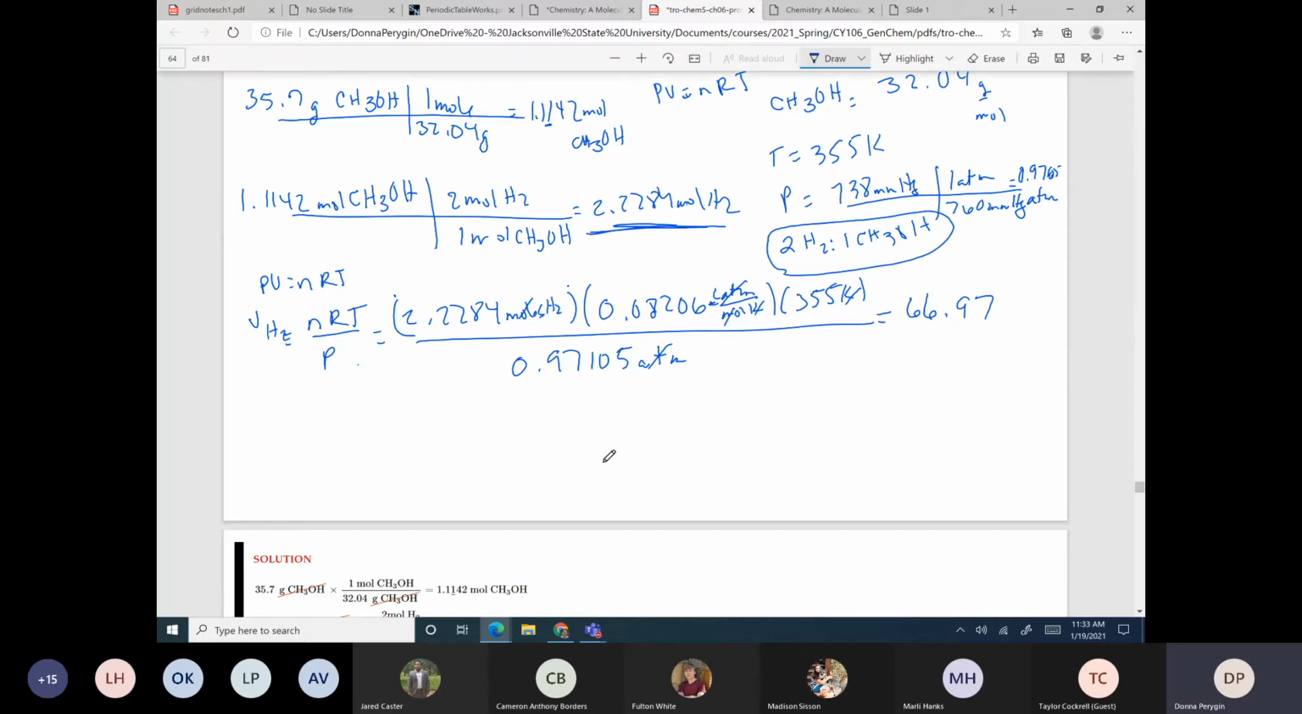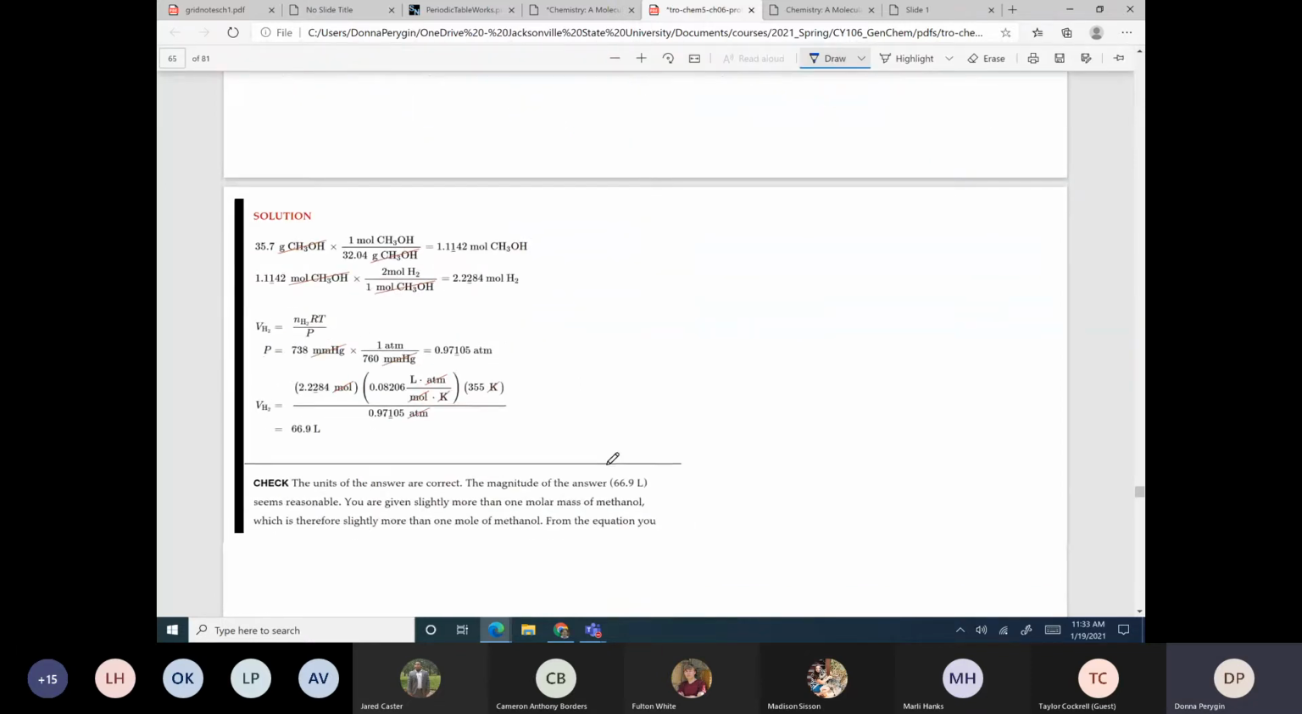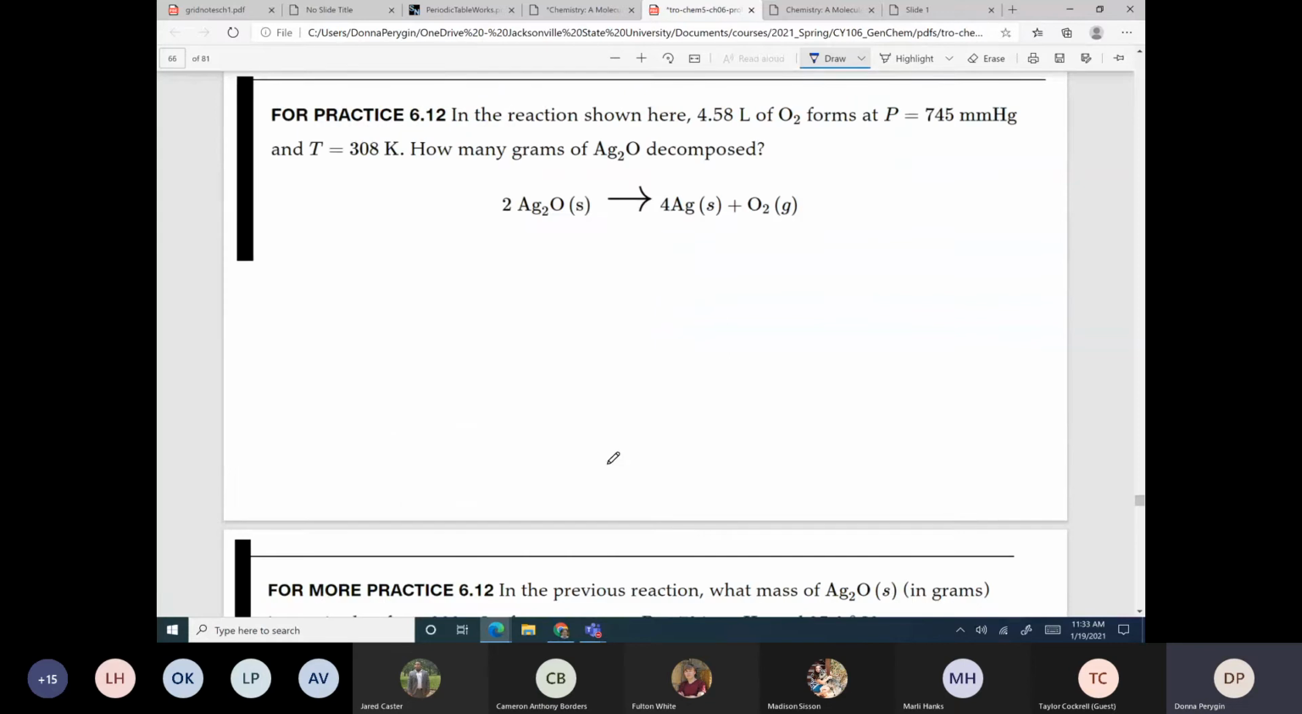All right, so you do have to think about these problems a little bit in order to plug them in. Okay, so let's do the next one, which is 6.12. Okay, so in the reaction shown here, 4.58 liters of O2 forms at pressure equals 745 millimeters of mercury, T equals 308 K. How many grams of silver dioxide decomposed?